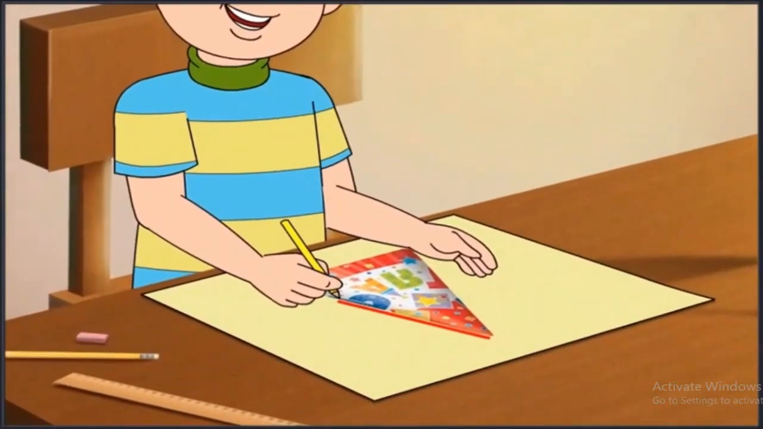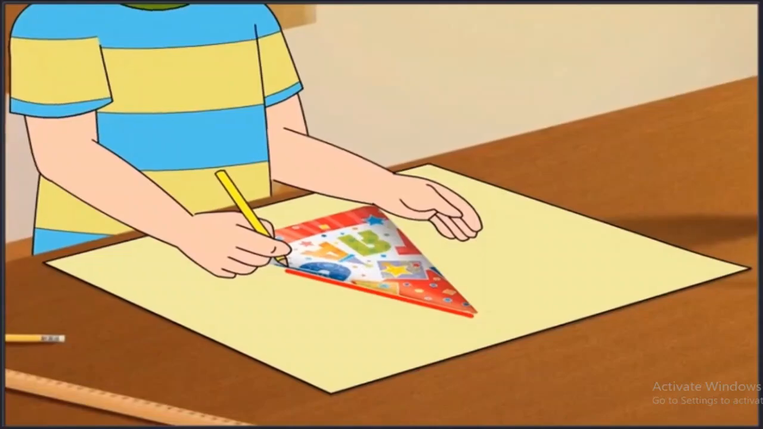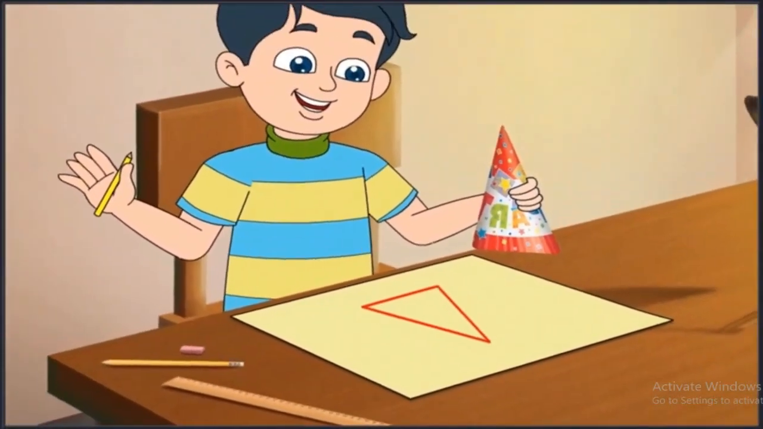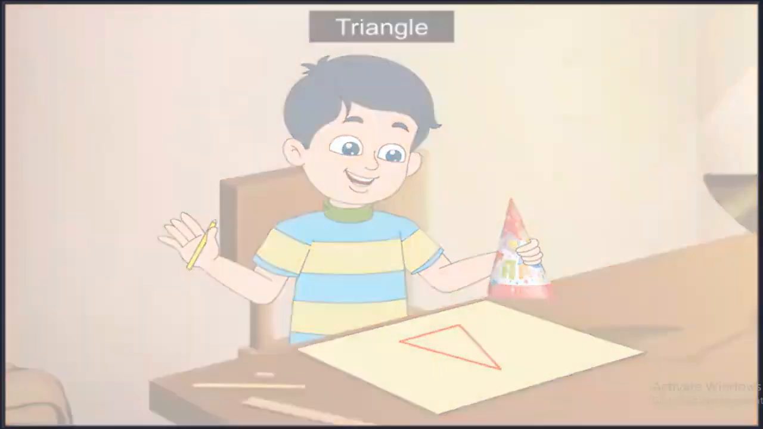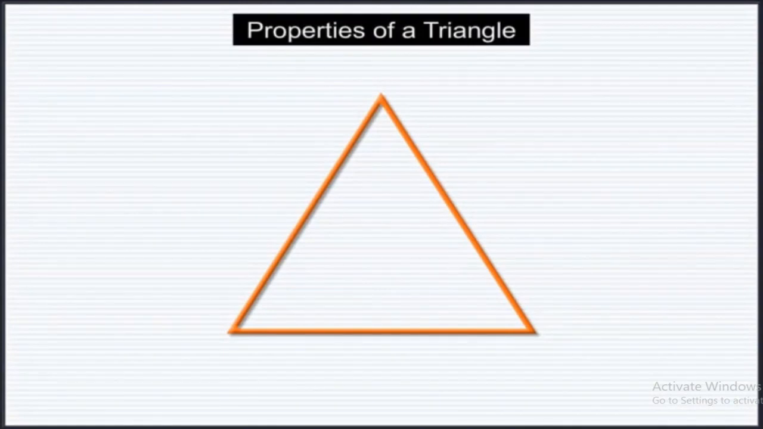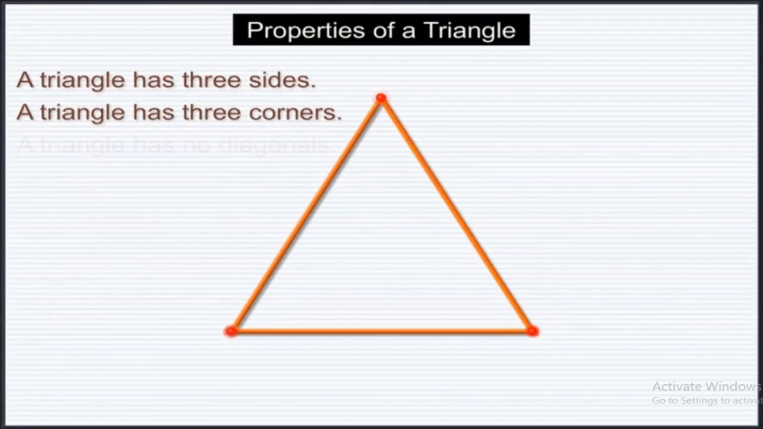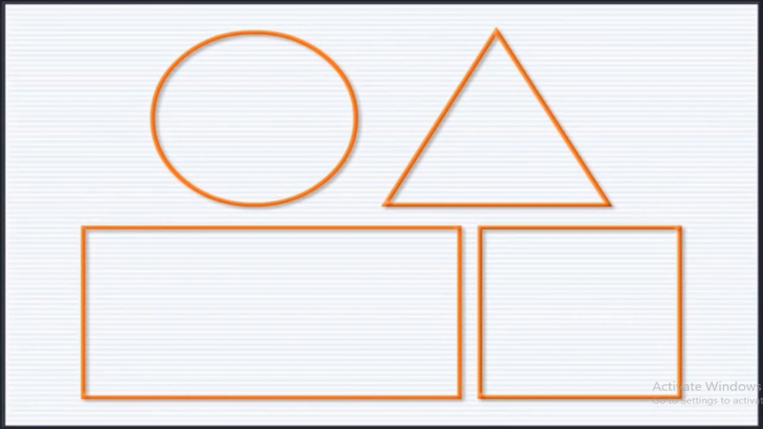Let us now trace the outline of a birthday cap. Place the cap with its curved face on a sheet of paper and trace it. What do we get? We get a 3-sided flat shape called a triangle. The properties of a triangle are: it has 3 sides, it has 3 corners and no diagonals. Thus, we can trace the faces of the objects in the shape of solids and obtain flat shapes.